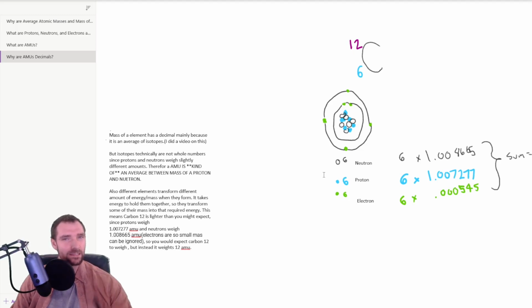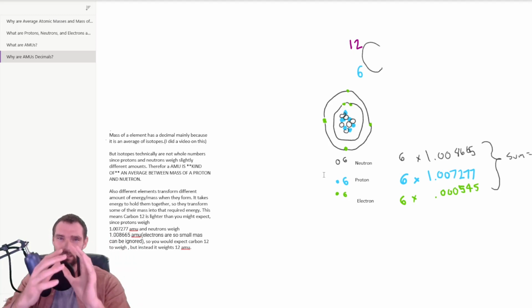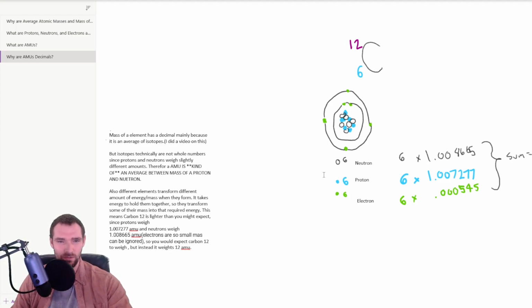But that's not exactly true, because yes, protons and neutrons weigh different amounts, but an AMU isn't actually technically halfway between the two of them as well. And it has something to do with a loss of mass that occurs when protons and neutrons form a nucleus. That's the main idea here. And don't worry, I've got visuals to kind of show this. I'll get to that soon enough. I just wanted to talk about this bit, and then I'll refer back to it.